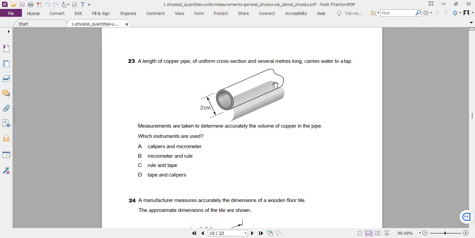This is like a cylinder. For the volume of the cylinder, you should know the formula and everything, but for this question you don't need all these things. You just need the instruments. So if you want to use a caliper and a micrometer, or a micrometer and a rule, or a rule and a tape, or a tape and a caliper. Obviously it's several meters long, so you want something that can measure many meters. Obviously, tape will be the good choice. And if you want to measure the diameter of something which is 2 centimeters, the vernier caliper might help you.